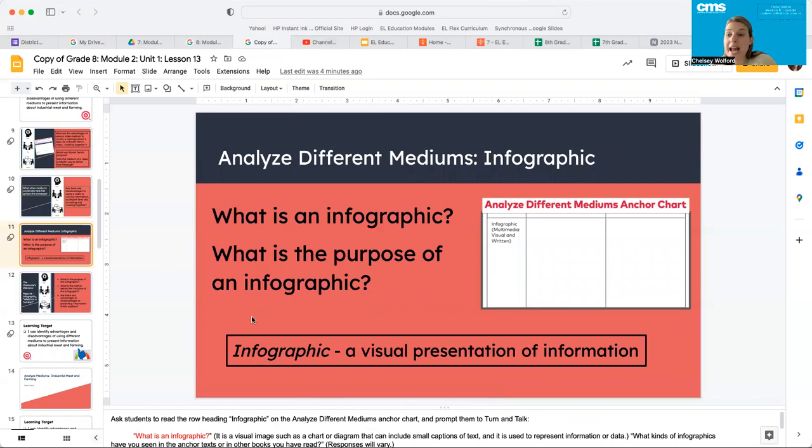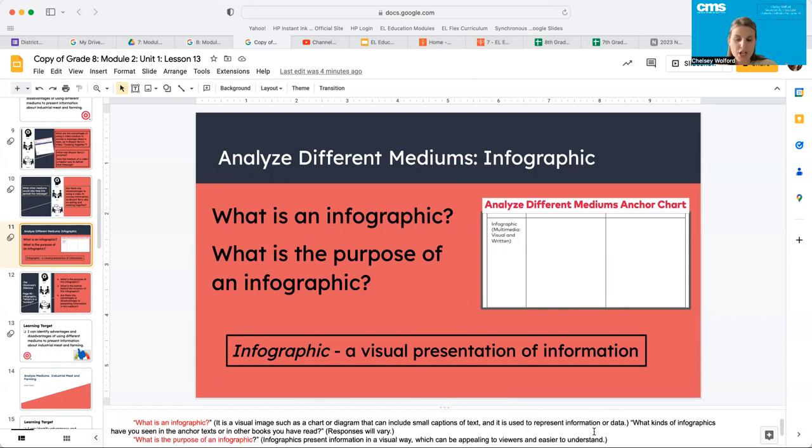All right, guys. So today we're going to learn a new word. Well, it shouldn't be a new word, because this is actually your performance task. So we've heard this term before. What is an infographic? What is the purpose of an infographic? Okay, so let's have some class discussion, pause the video, and then come back to me when you're finished.